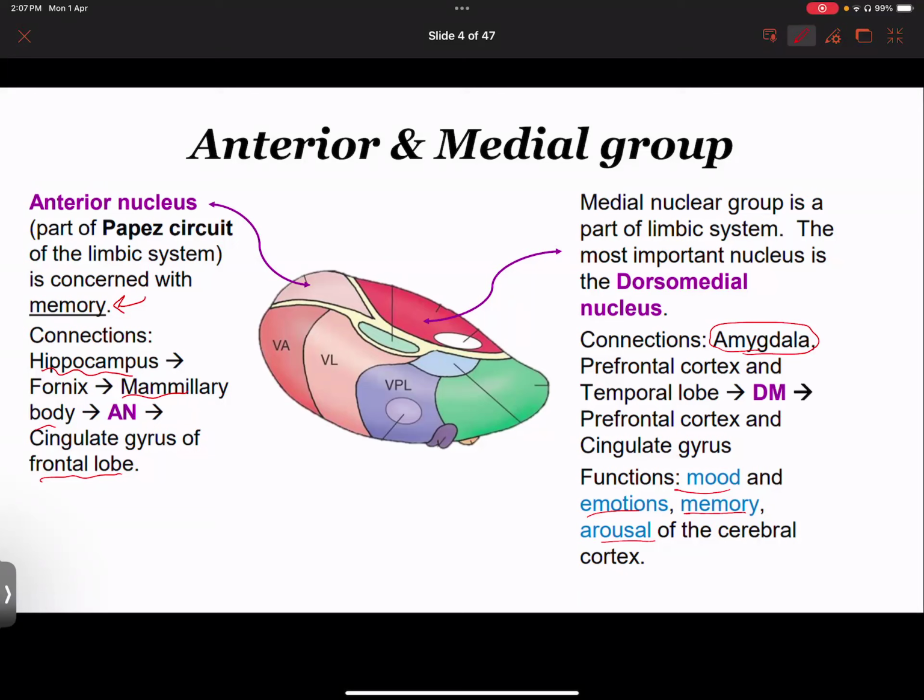That's why we also have one of the connections, the prefrontal cortex, تمام. And then we have the temporal lobe. I'm not sure why we have a temporal lobe, like surely there's a specific function for it. But what I could relate to is amygdala and prefrontal cortex, they have to do with our behavior and emotions. So that's why the neurons from there are going to go and relay in the dorsomedial nucleus before going basically anywhere else.